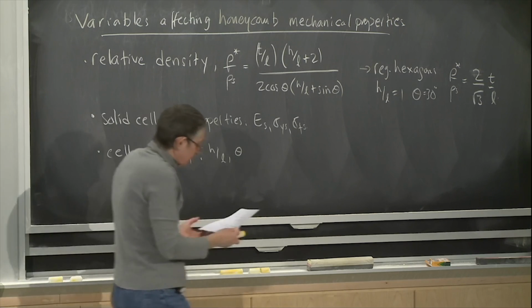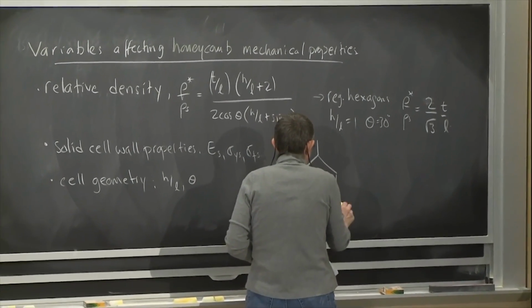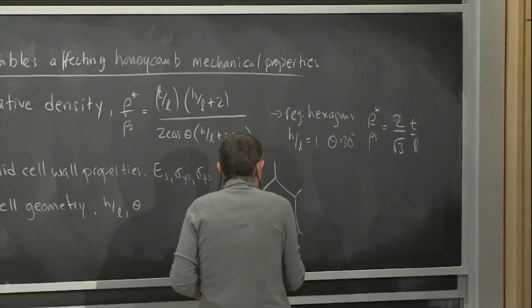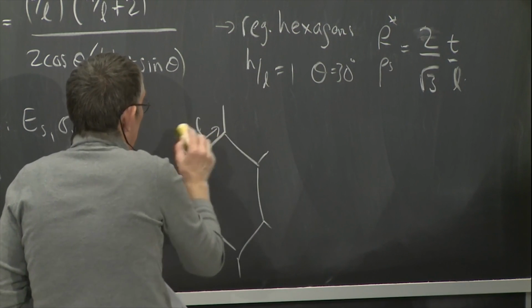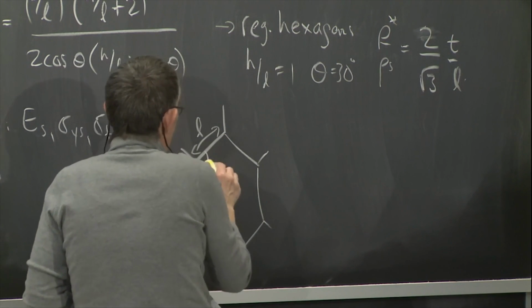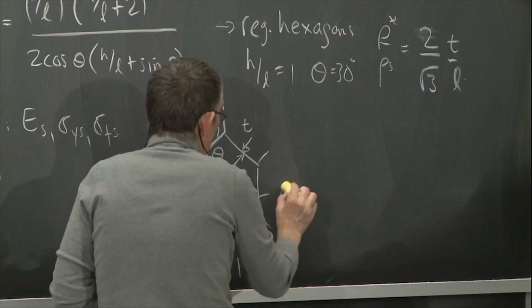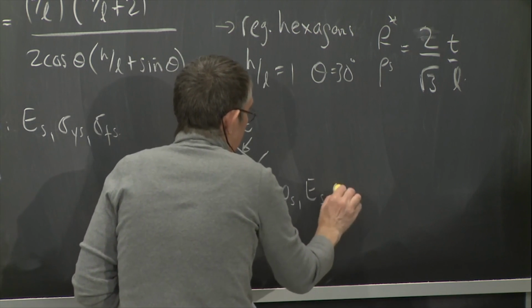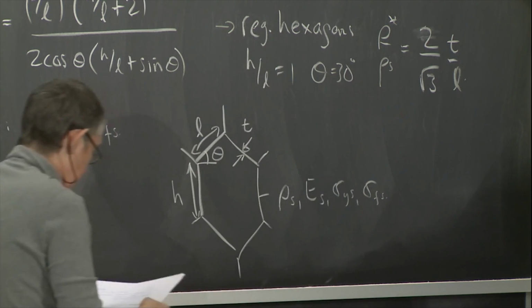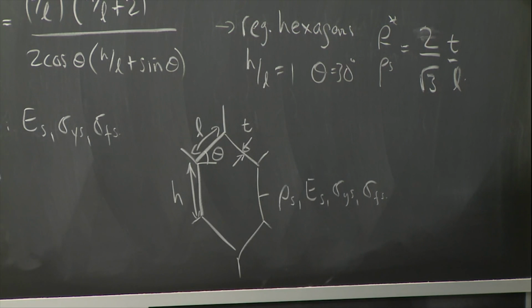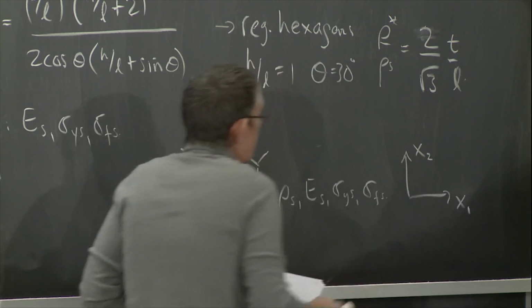Okay? So if we think of a cell here, that's our edge length h, that's our edge length L, that's our angle theta, there's the cell wall thickness t, and then we've got some set of solid properties here. Okay, so that's kind of the setup. And we're going to define x1, x2 axes like that.